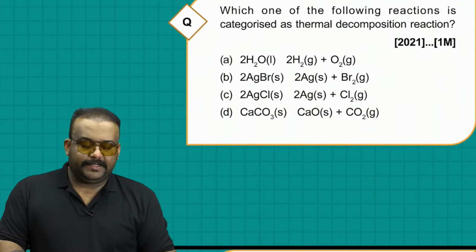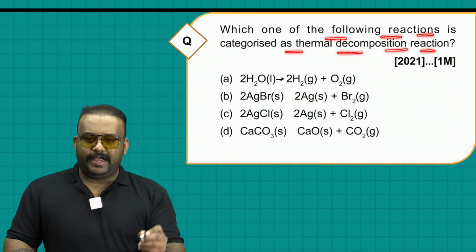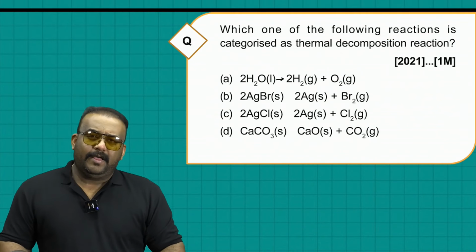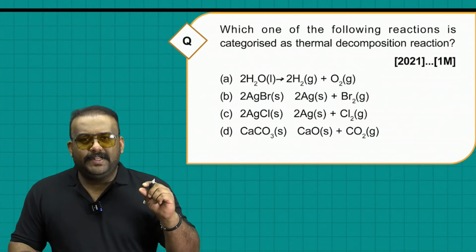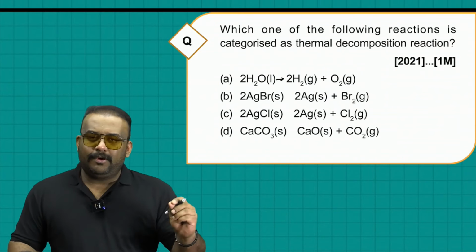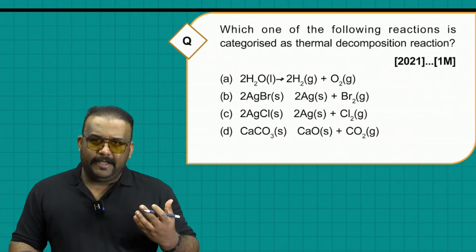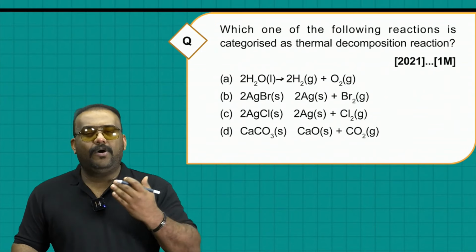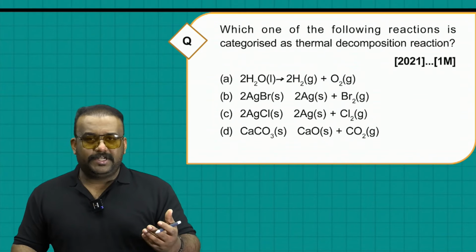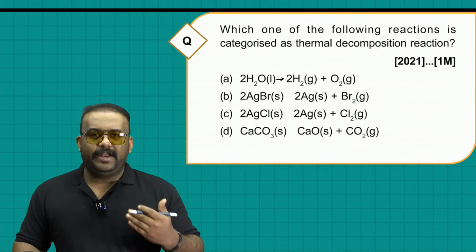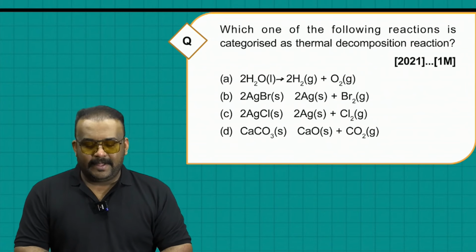Let's move on to the next question. Which one of the following reactions is categorized as thermal decomposition reaction? See, when we talk about decomposition reactions, a reaction in which one reactant breaks down into two or more products, that is called decomposition. And this decomposition can be triggered by heat, light, or electricity. If it takes place in presence of heat, it is called thermal decomposition. If it is by light, it's called photolytic decomposition. And if it is by electricity, it's called electrolytic decomposition, right?